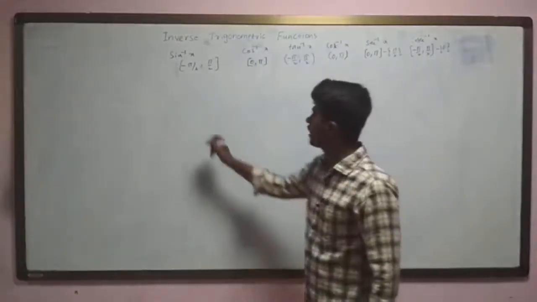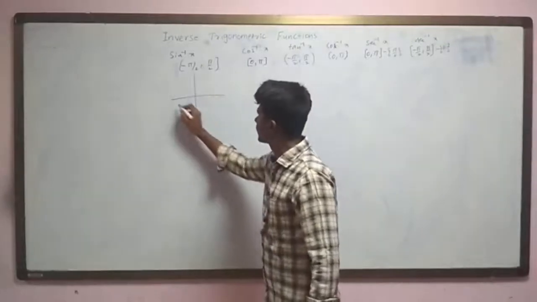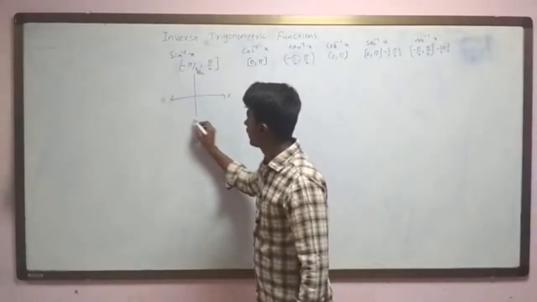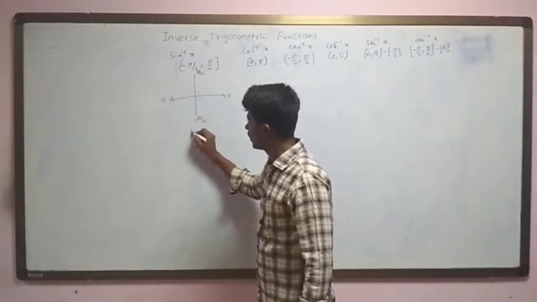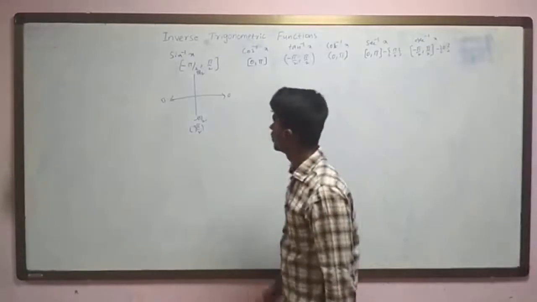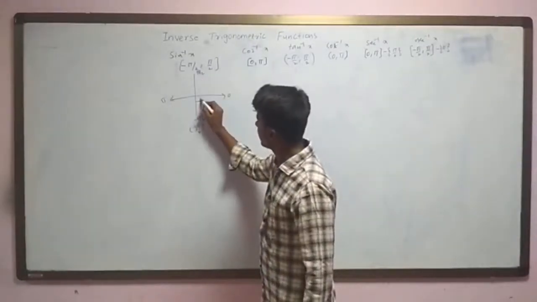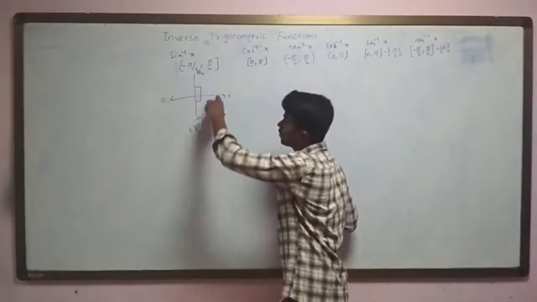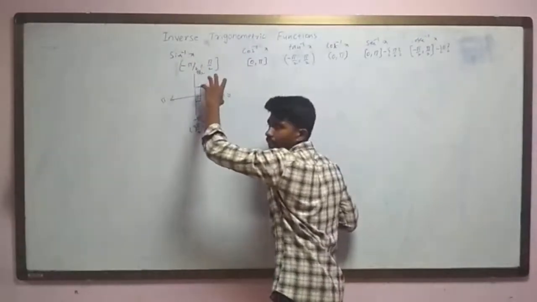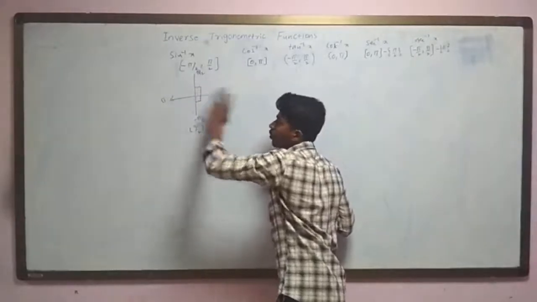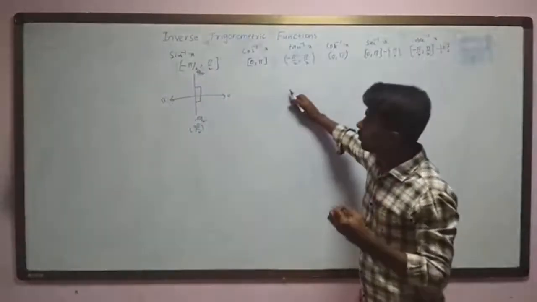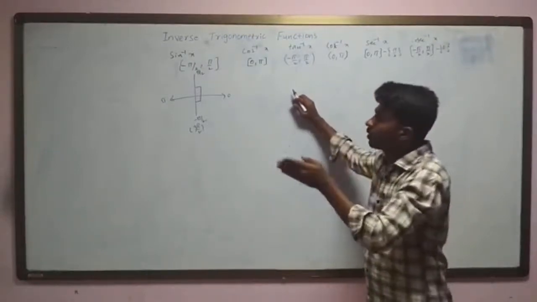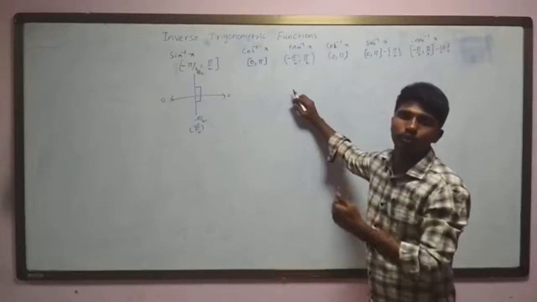So if I take a quadrant diagram, with 0, pi by 2, pi, and we call it minus pi by 2 or 3 pi by 2, sin inverse x always lies in between the first quadrant and fourth quadrant. So all values of sin inverse lie between first and fourth. So if I get values which are in the third and second, we must convert those values in terms of first and fourth quadrant values.